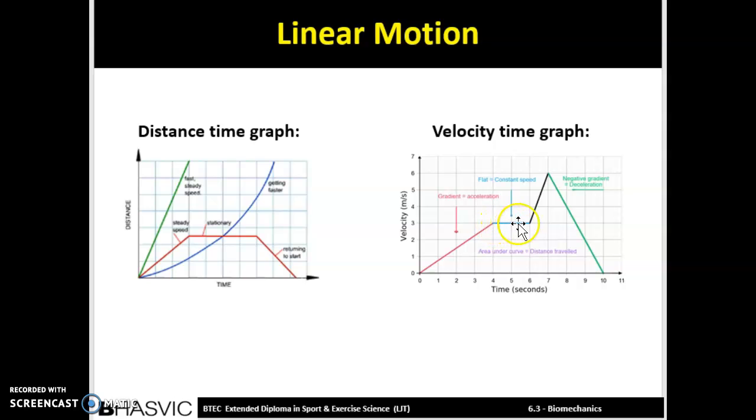Therefore, if it's flat with no gradient, that means it's a constant speed. And then obviously a negative gradient shows a deceleration as they're slowing down. So when velocity is at zero, that means they're obviously not moving. So that line would be straight at zero at any point to show that they're not moving in this graph.